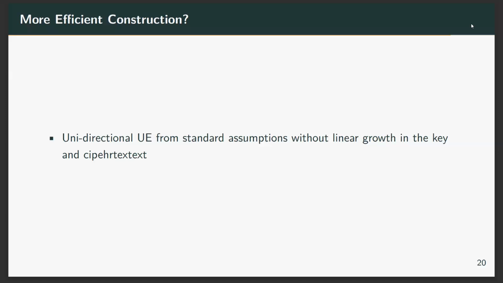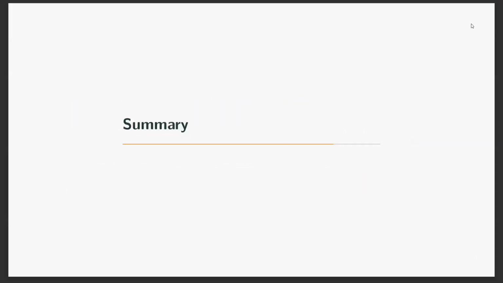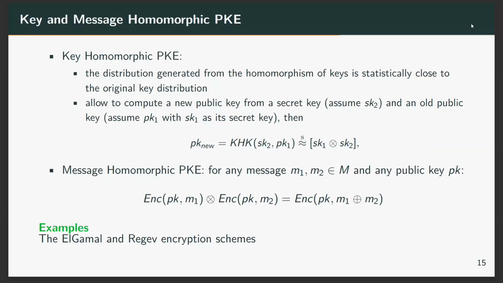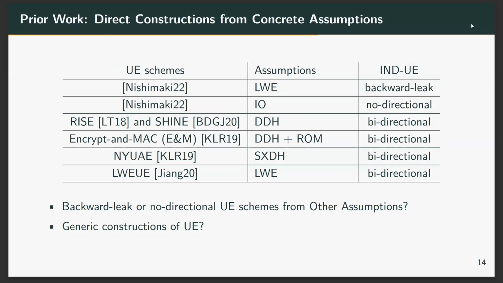Hi, thanks for the talk. I have two quick questions. The first is whether the construction from bootstrappable PK is for the no directional scheme, or for the backward leak. But I mean they are equivalent. In the table I saw that the only construction for the no directional scheme is from IO, right? Yes, you're right. So how does the bootstrappable PK compare to IO? I think that one you can construct from LWE.